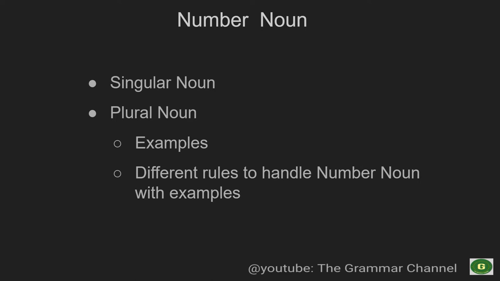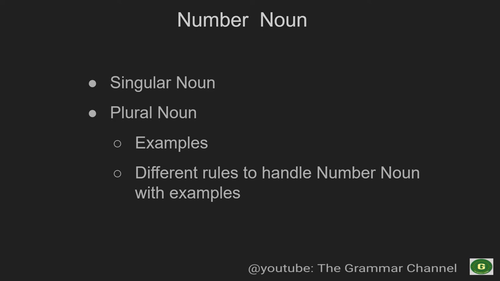Please listen carefully. If a singular noun ends with a sound like S or double S or SH, CH, X, Z, TCH, we add ES. I repeat, if a singular noun ends with a sound like the S sound or double S sound, SH sound, CH sound, X sound, Z sound, TCH sound, then we add ES to make it into plural.